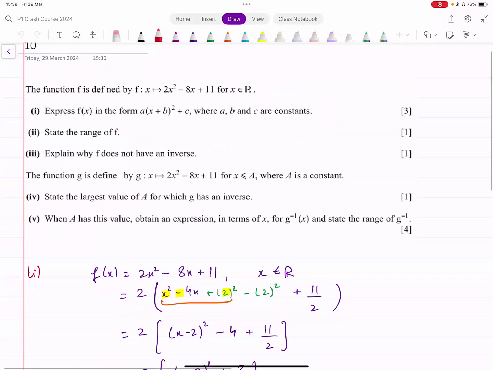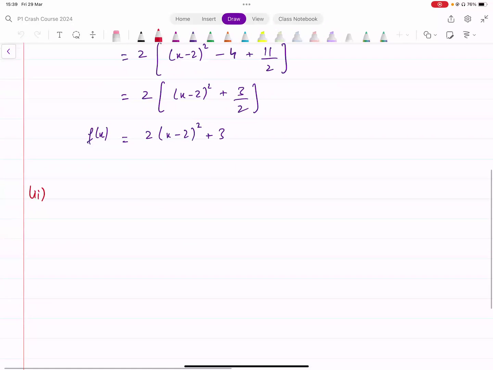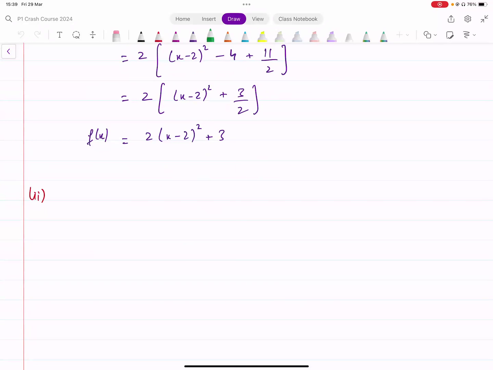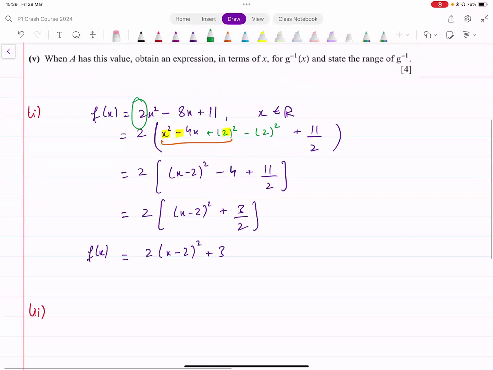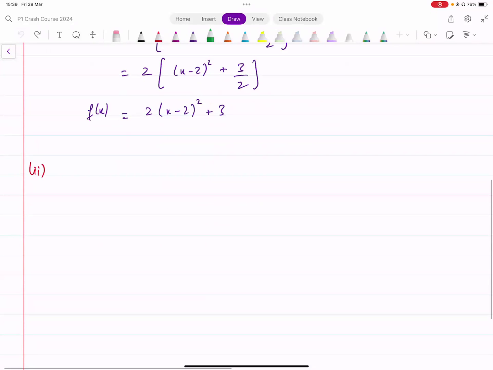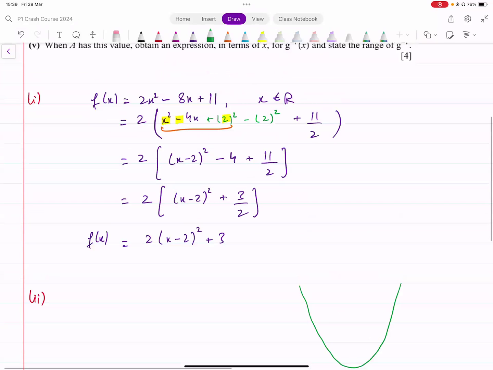Range of f, it's a quadratic function. We need to find the range of f. Now we have to think of the graph of the function. It's a U-shaped graph. The coefficient of x squared is positive. It's going to look like this. Which part of this function is valid? Well, the whole function, because it says x is any real value.